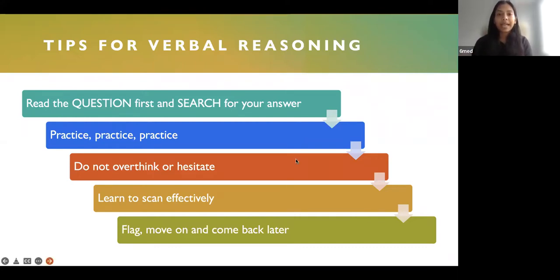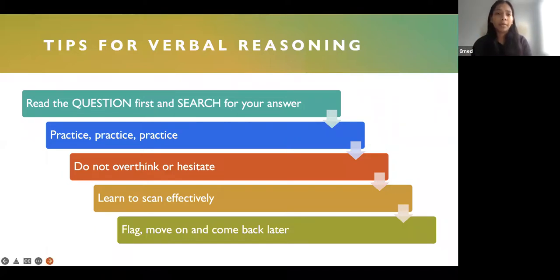Learn to scan through the text effectively. Again, this will come with doing lots of practice, especially online. There are lots of UCAT textbooks where you can practice, writing the answers down on pieces of paper. But I would say practice on the computer, because it's completely different, a written exam versus a computer-based exam. So practice under timed conditions on a computer.